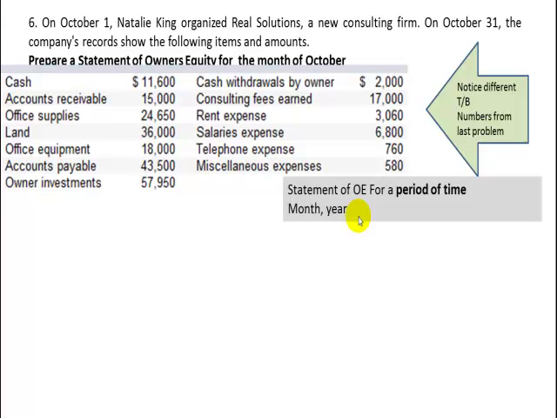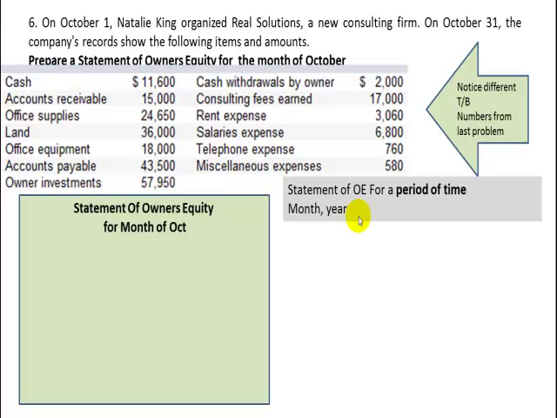And again, the statement of owner's equity is for a period of time. Could be a month, could be a year. In this case, they want it to be for the month of October. The way this statement starts out is, it has a heading that says Statement of Owner's Equity for the month of October. And on October the 1st, this capital account, owner's equity, had a beginning balance of 0.